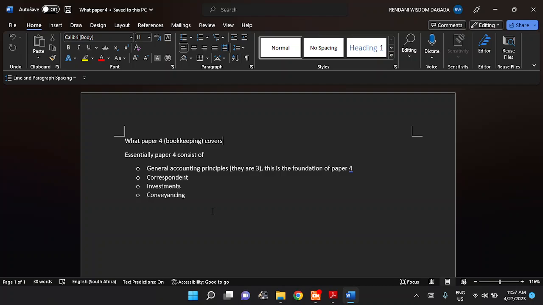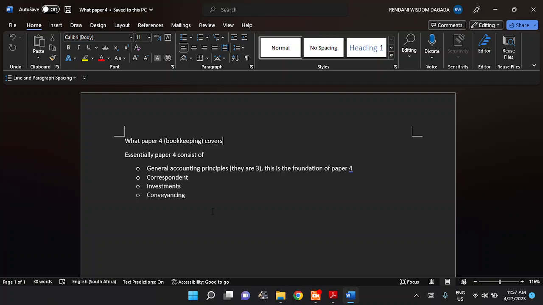So these are essentially the concepts that you should expect in the board exams. Usually they will ask you 3 of these. Usually conveyancing has 40 marks. Usually correspondent has 40 marks. But they sometimes change it. So guys, these are the main things. Investments and conveyancing is basically the same thing because they come as one question.